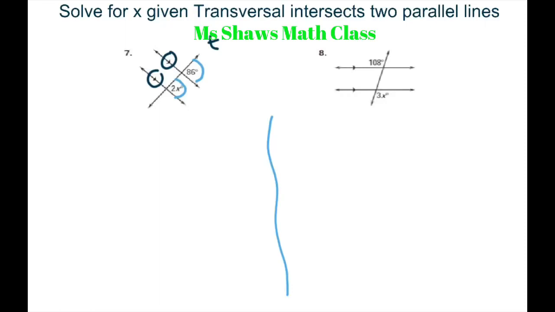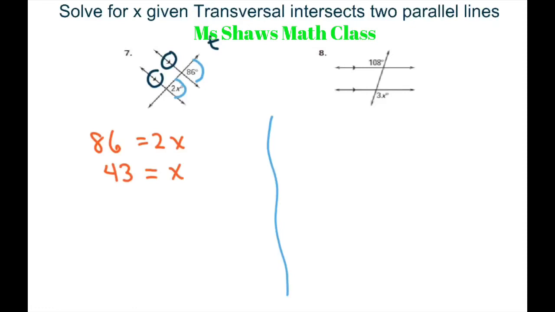These are your corner angles on the same side of the transversal, and they are equal or congruent because of the parallel lines. So we just set 86 equal to 2x. Divide both sides by 2, and you get 43. So x is 43.